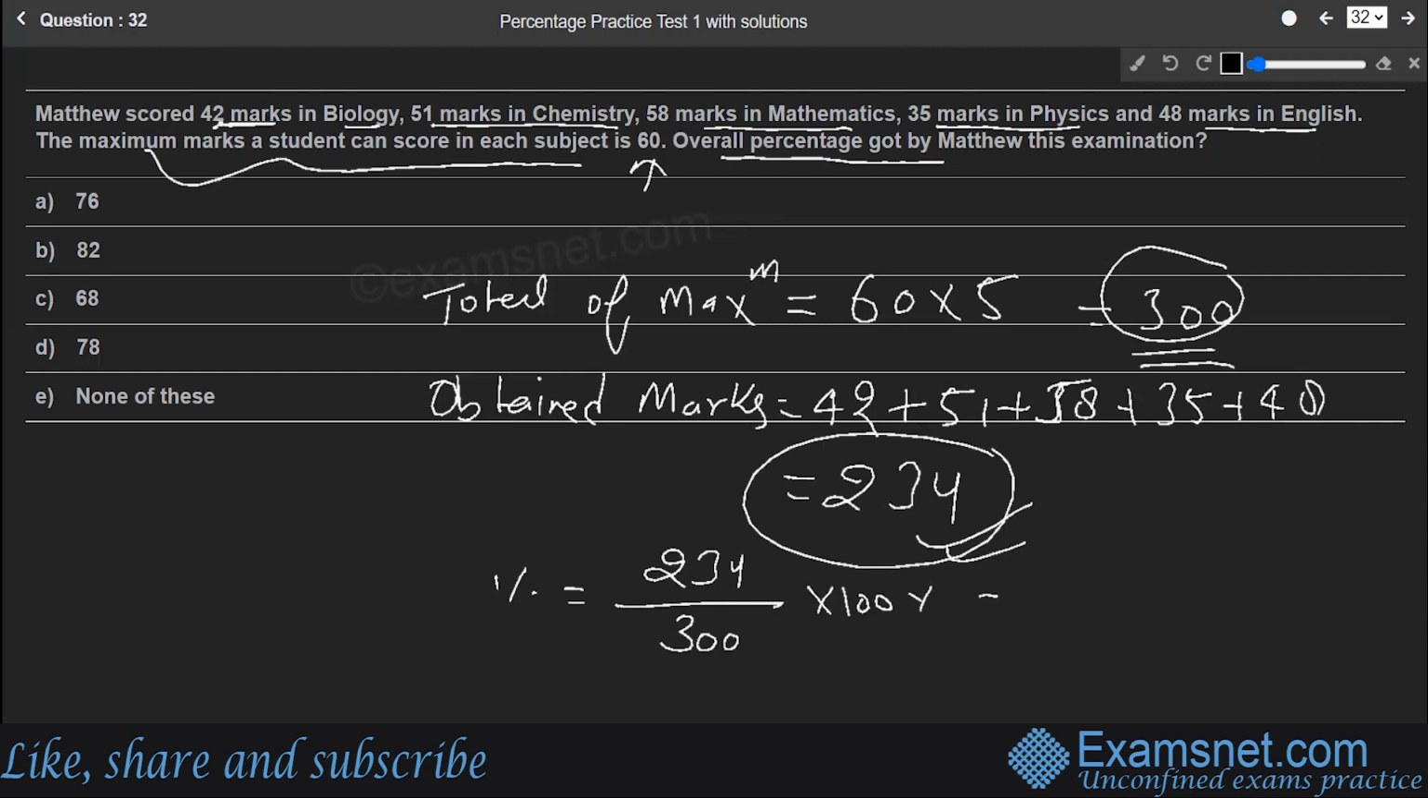If we solve this further, this 100 can cut 300 by 3, and if we divide 234 by 3, it's going to be 3 7s are 21, and then there is 2, so 3 6s are 18, 3 8s are 24. So clearly the percentage that comes out is 78% for Matthew. Let's see where it is available. It's available in option number D. So it becomes the right answer there.